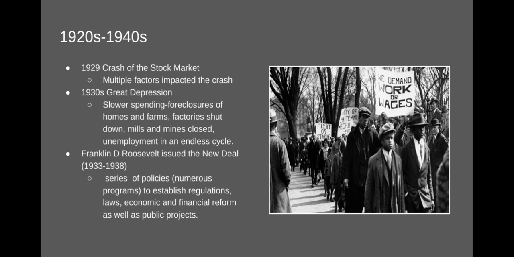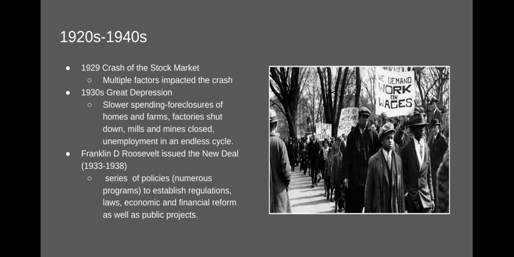By the 1930s, we're in the Great Depression. It's slower spending, which of course leads to foreclosures of homes and farms. Factories and businesses are shutting down. Mills and mines are closed. Unemployment is high, and it's an endless cycle because as more and more businesses go out, more and more people are unemployed, and it's just that cycle.